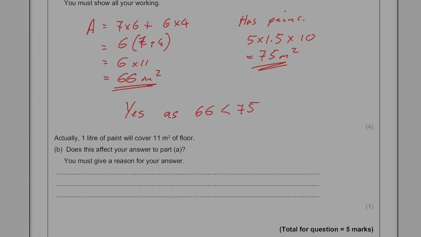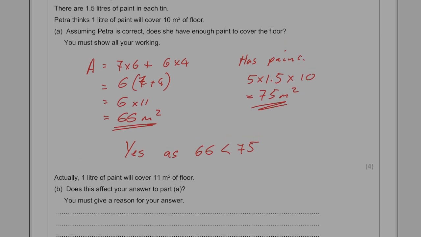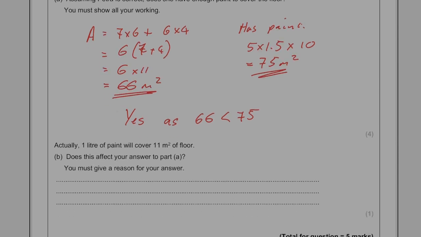Right, part B. Actually, 1 litre of paint will cover 11 meters squared of floor. Does this affect your answer to part A? So all that means really is that we would be timesing by 11, so we'd have an even bigger number here. So does this affect my answer? No. She will have even more paint.